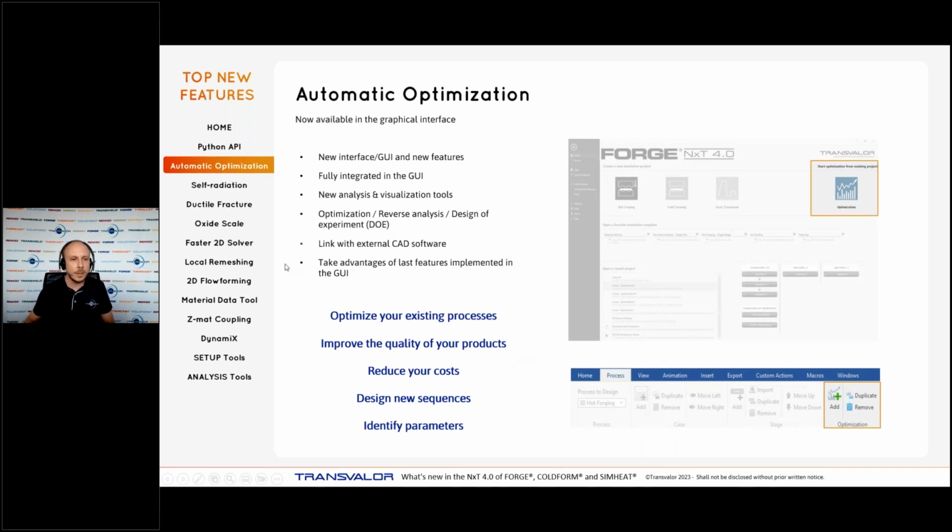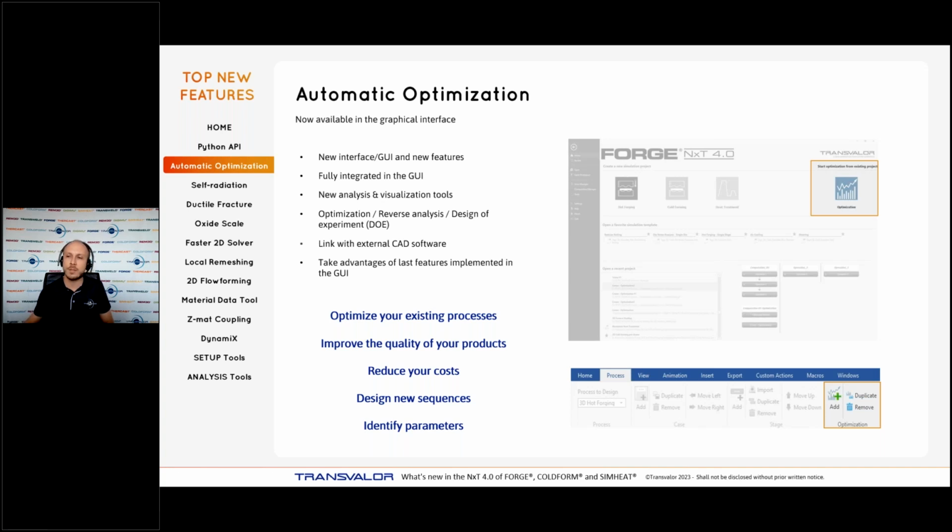Another improvement, another feature in Forge, COLDFORM and SIMHEAT 4.0 is the automatic optimization. It's now available in the interface. I think it will become an essential tool for you to optimize your existing process, to improve the quality of your components, or to reduce your costs, or to identify some process parameters, for example.